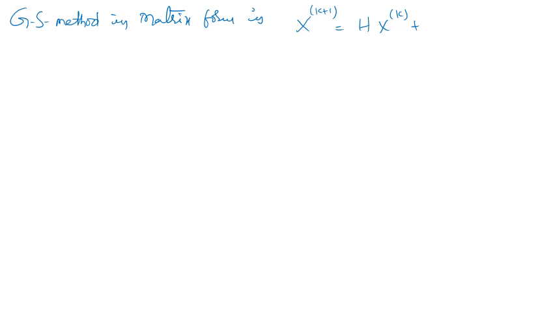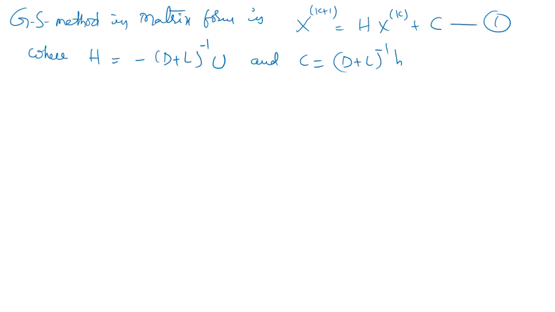Now what is the matrix form of the Gauss Seidel method? What is the formula? X^(k+1) equals H X^k plus C, take this as equation 1, where what is the H matrix? H matrix is minus (D+L) inverse U. And what is the C matrix? (D+L) inverse B, right? Therefore, first let us find H, so H equals minus of (D+L) inverse U.